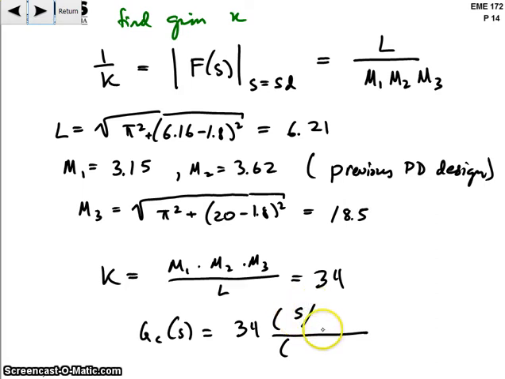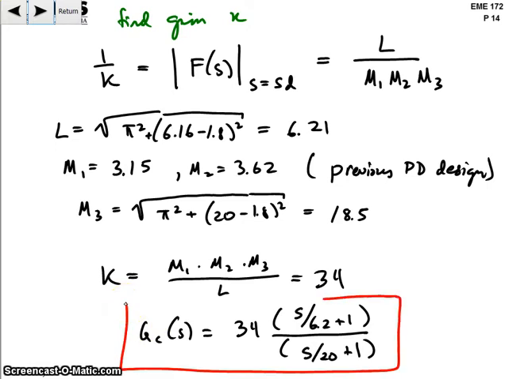S over 6.2 plus 1, and S over 20 plus 1. So that's my phase lead compensator. Pretty easy, huh? And now if we draw a root locus for this guy, I'll just do it rather quickly.